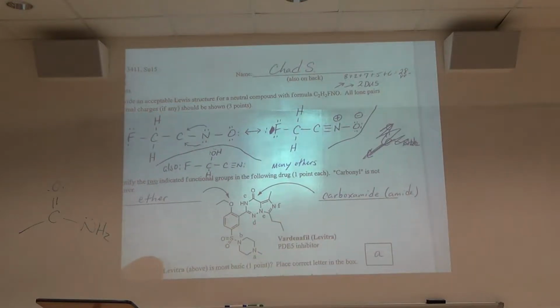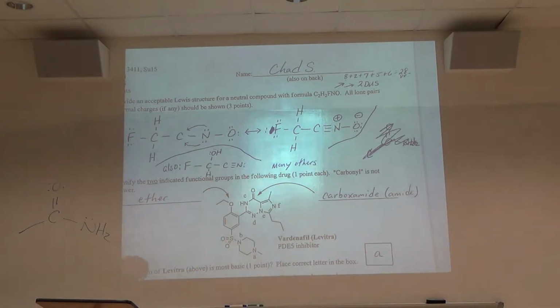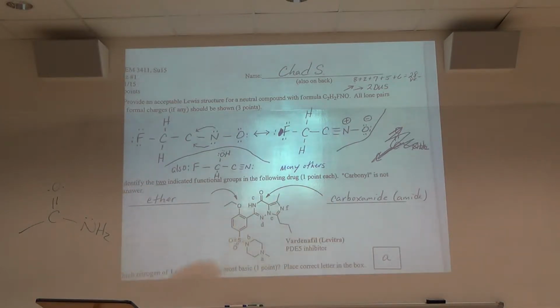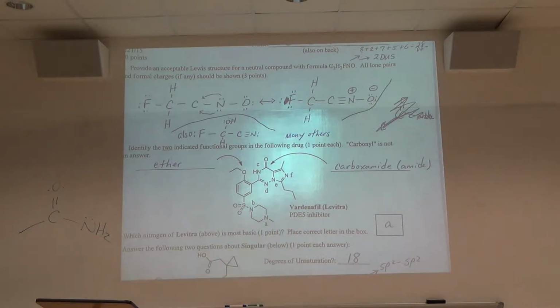What we got here, ether and an amide. I don't know if we pointed it out, the long name for amide is carboxamide. What's the other type of amide we know? Sulfonamide. That's not shortened, that's just sulfonamide. We get those, yeah? Which one's most basic? A? How do we do? Everybody got A? Yeah, A's good.